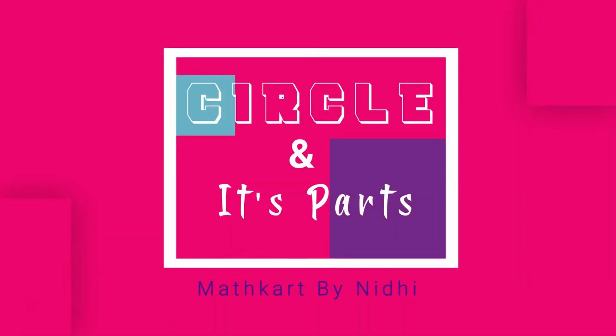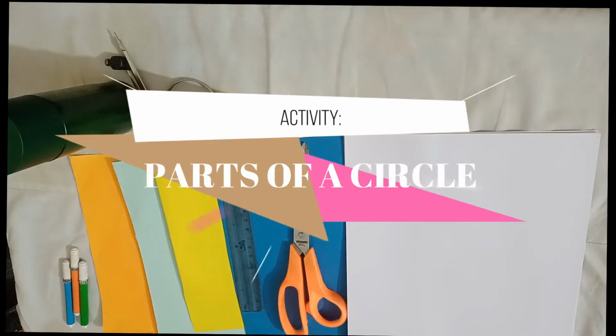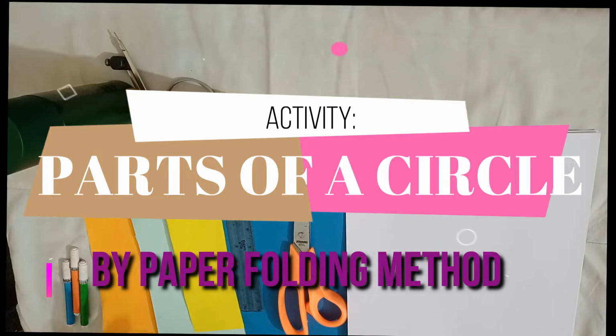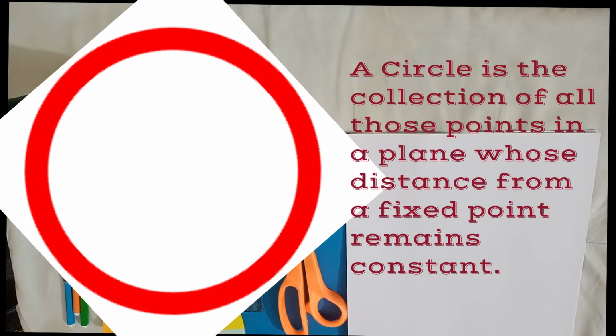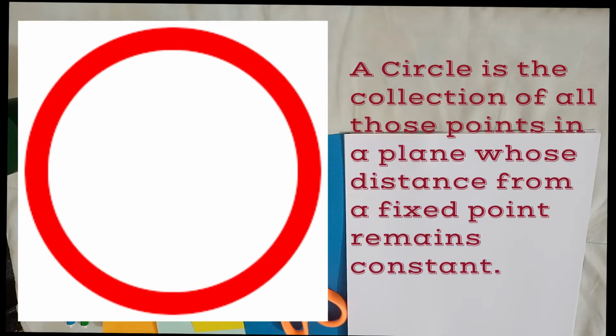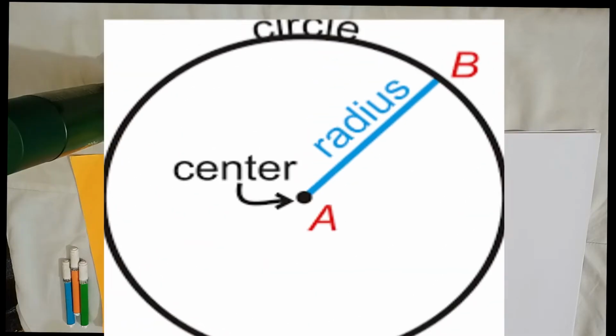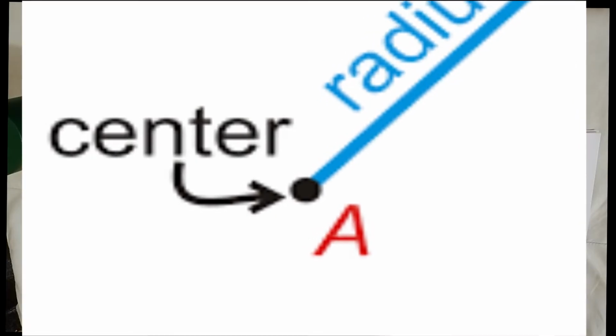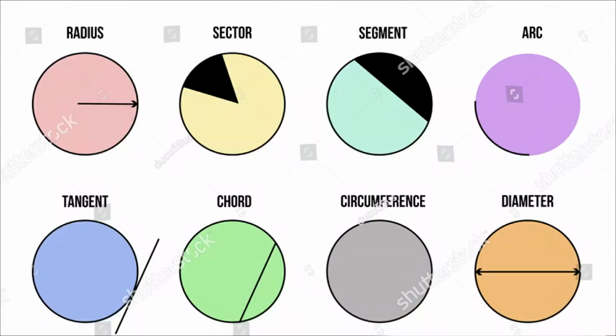So today in this video we are going to do an activity to find out the parts of a circle using the paper folding method. Basically, a circle is a collection of all those points in a plane whose distance from a fixed point remains constant, and that fixed point is known as the center. So today we are going to find out some parts of the circle, how to represent and understand the concept of parts of a circle using the paper folding method.